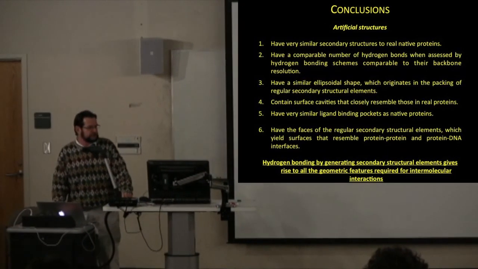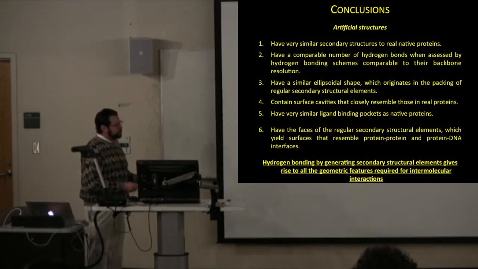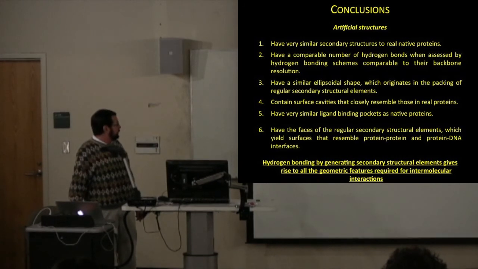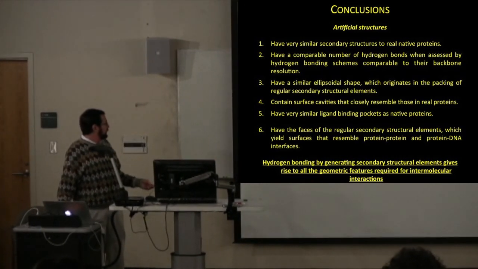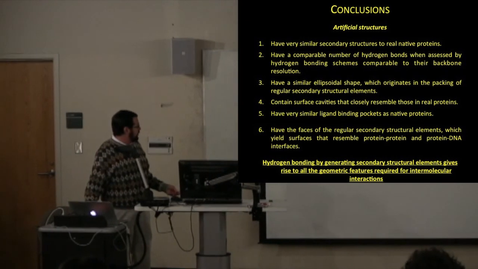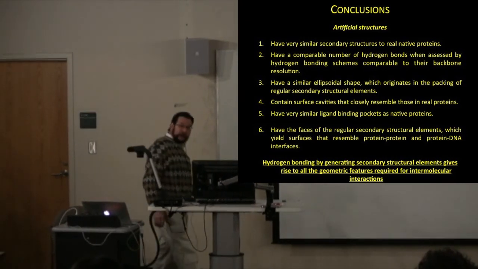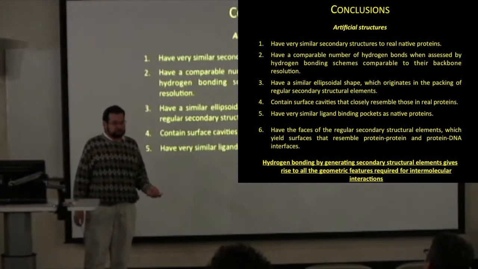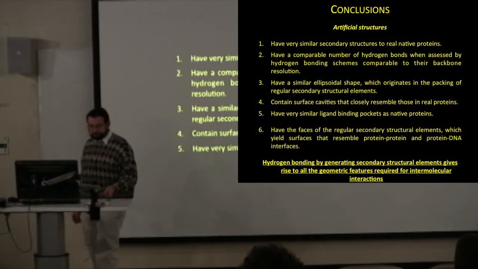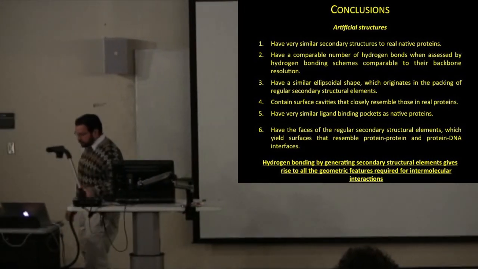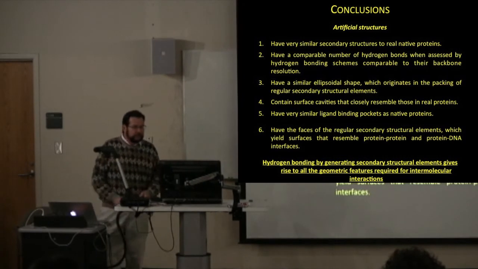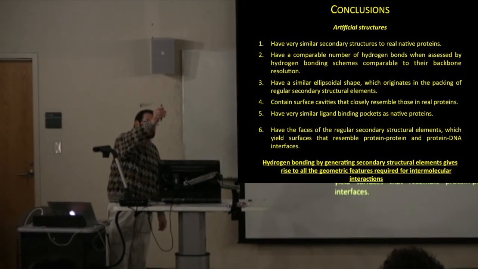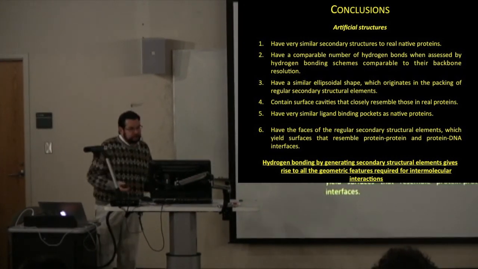What about the artificial structures? They have similar secondary structure to real living proteins, but that was pulled at random. They have a comparable hydrogen bond pattern. They have a similar shape. They have surface cavities that represent native proteins. Every ligand binding pocket in the PDB up to 50 residues is in this artificial library and vice versa. That's a statistically significant value. They kind of look like real proteins. They have the faces because they have secondary structure, and the secondary structure elements are like sticks. That's where the planar interfaces come from, and they have protein interfaces.